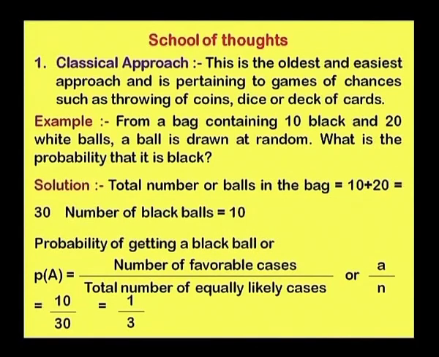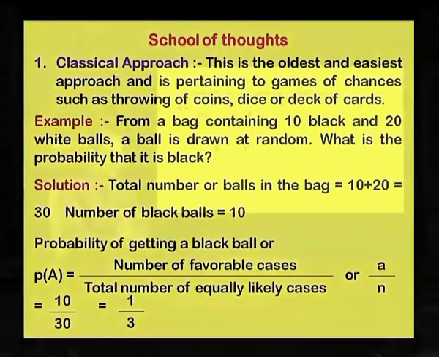Now, the probability of getting a black ball, or we can say the probability of A, is the number of favorable cases divided by the total number of equally likely cases, that is A divided by n. So, we divide 10 by 30, we get 1/3. In case of a black ball, the probability of drawing the black ball is equal to 1/3, because black balls are 1/3 of the total balls, that is, the total of black and white balls.